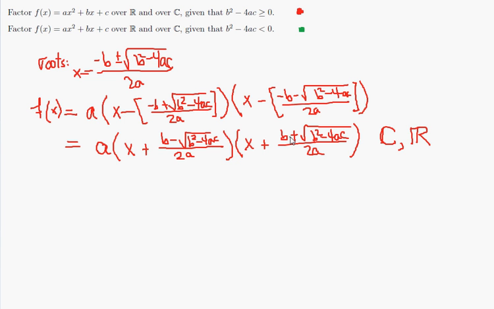Now, we still have this expression, but if we have that b squared minus 4ac is negative, then the thing under the square root is negative. And so we can write this as a times x plus b minus i times the square root of 4ac minus b squared. So I basically factor negative 1 out of the square root, and the square root of negative 1 is i, divided by 2a.